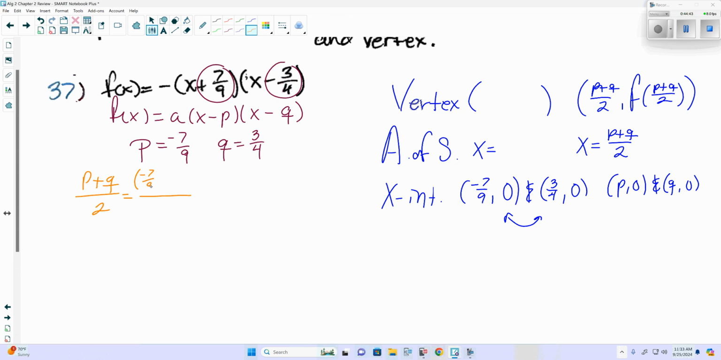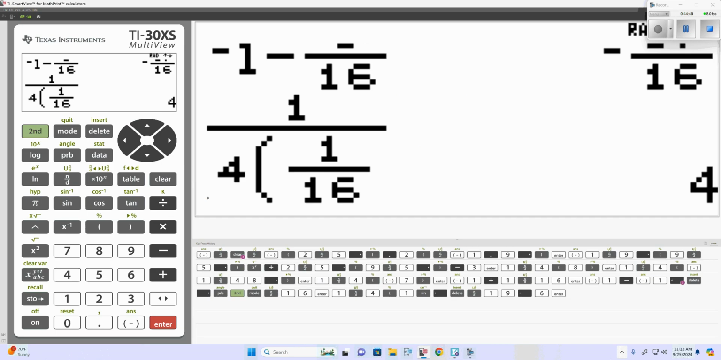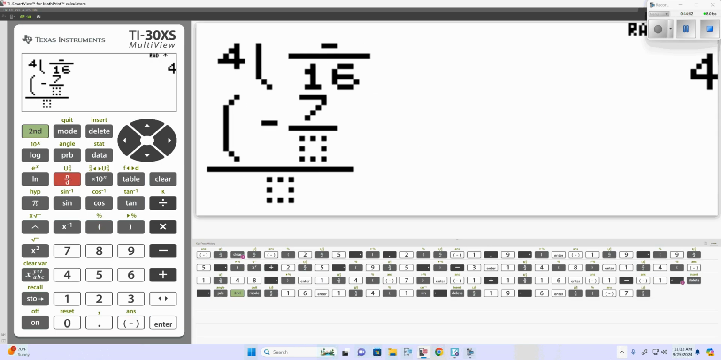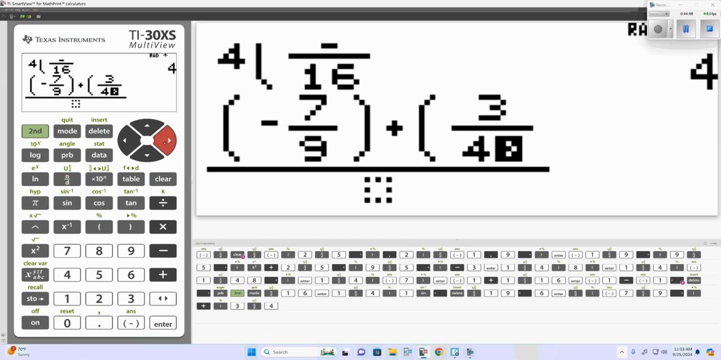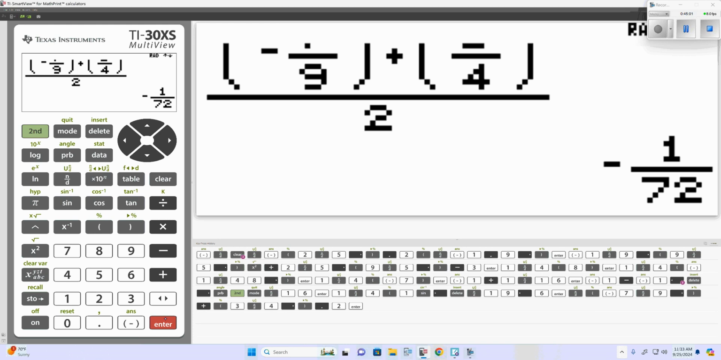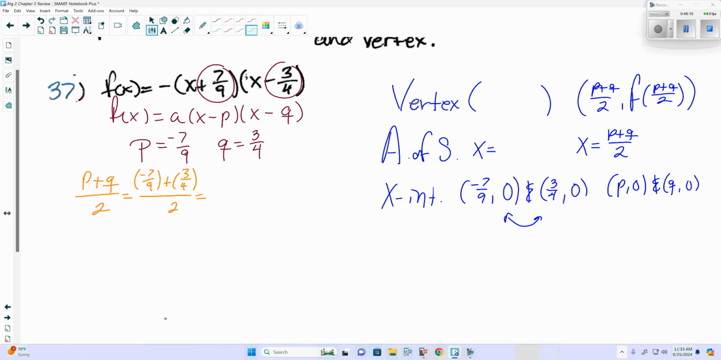Now our P plus Q over 2 is really the next thing we need, which would be negative 7/9 plus 3/4 over 2. I just grab a calculator, let it do this. Negative 7/9 plus 3/4 all over 2. And the nice thing with addition, again, the order in which we add two things doesn't matter. So we just add the P and Q and divide by 2. And get negative 1 over 72.